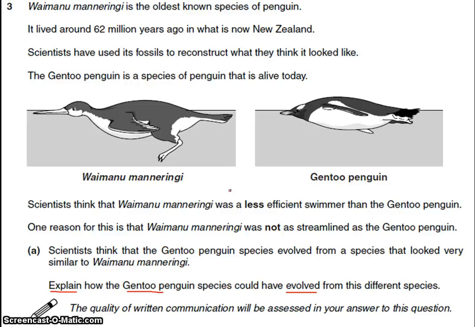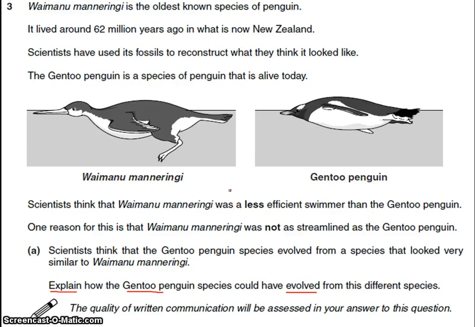And there's a couple of ways to test that this has happened. Number one, you could test their DNA, and if the DNA was distinctly different over a period of time, then it would indicate a new species. Also, the definition of a species is a group of organisms that are able to reproduce with each other and produce fertile offspring. So if you had a new species produced, it would mean that the Gentoo penguin would no longer be able to reproduce with the Waimanu penguin and produce fertile offspring. So that would also be an indicator.